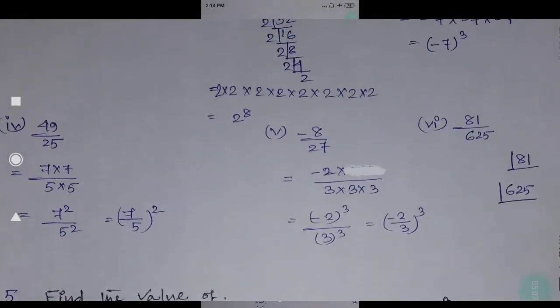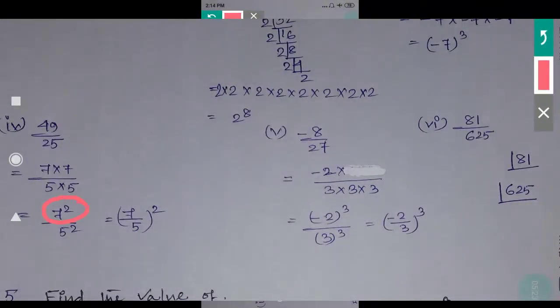Okay, similarly, see the question with 49 by 25. What I have done: 49 I can write as 7 into 7, and the denominator 25 I can write as 5 into 5. So the numerator 7 into 7 in power notation I can write as 7 square.